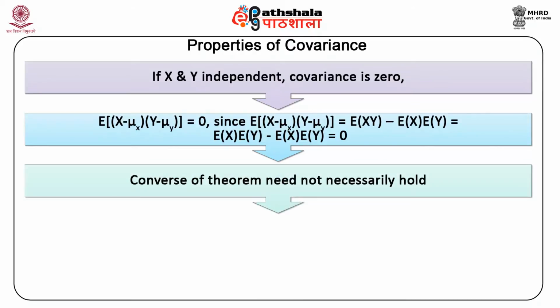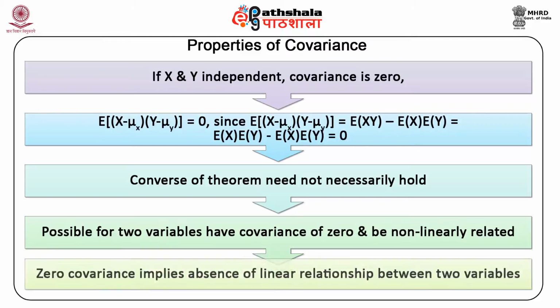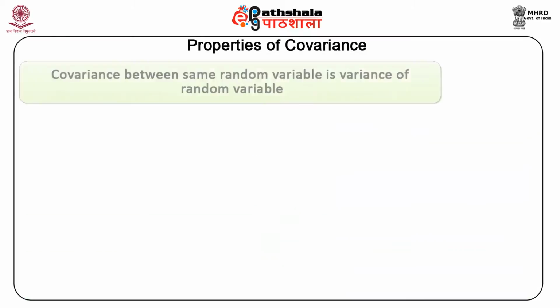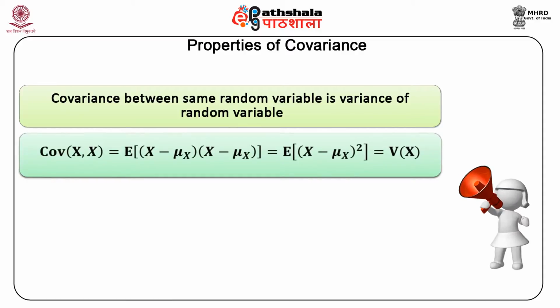However, the converse of this theorem need not necessarily hold. That is, it is possible for two variables to have a covariance of 0 and yet be non-linearly related. A zero covariance only implies the absence of a linear relationship between two variables. The covariance between the same random variable is the variance of that random variable. Covariance XX is equal to E of (X minus mu x) into (X minus mu x), which is equal to E of (X minus mu x) the whole square, which is equal to V(X).